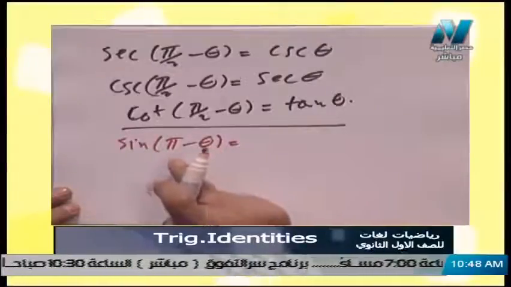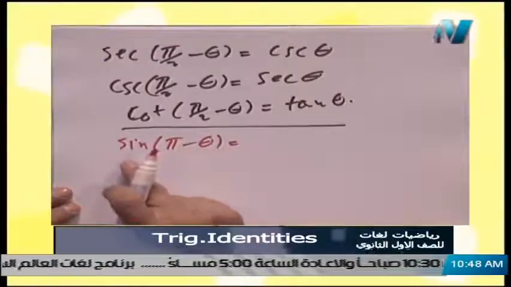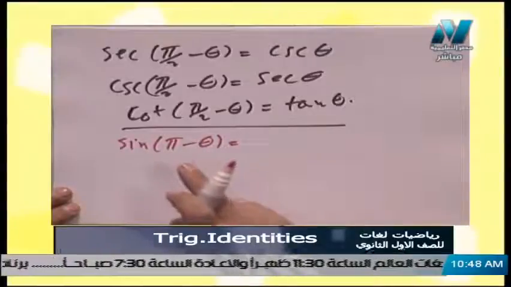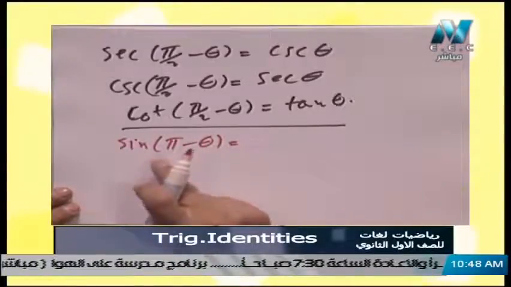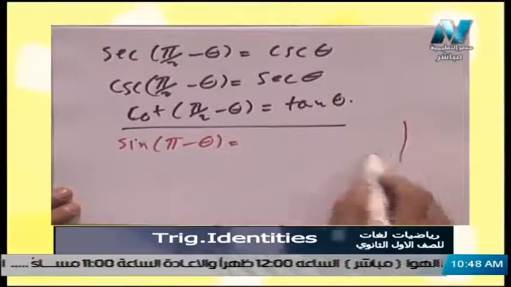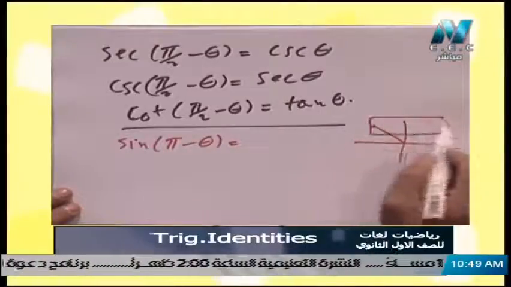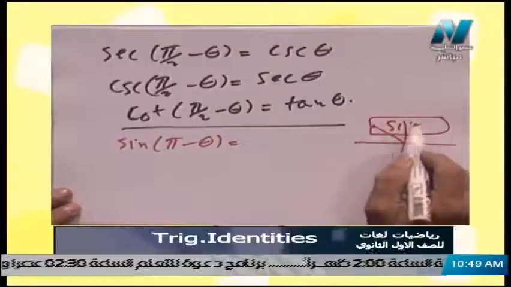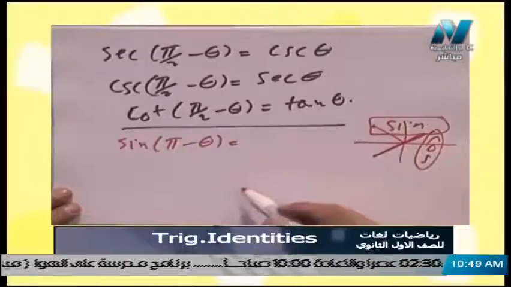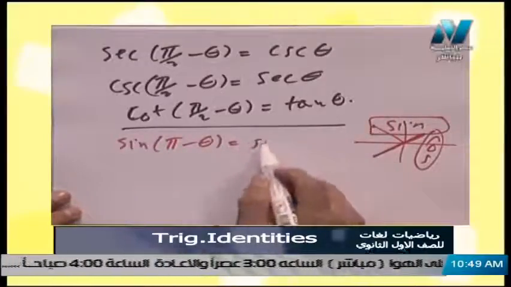And if we have just pi, meaning 180 degrees, sine of pi minus theta: think carefully, pi and 2 pi, or 180 and 360, don't change the function, but pay attention to the negative or positive sign. So sine of pi minus theta will be in the second quadrant, where sine is positive, cosine is negative, and tan is negative. So it equals sine theta.